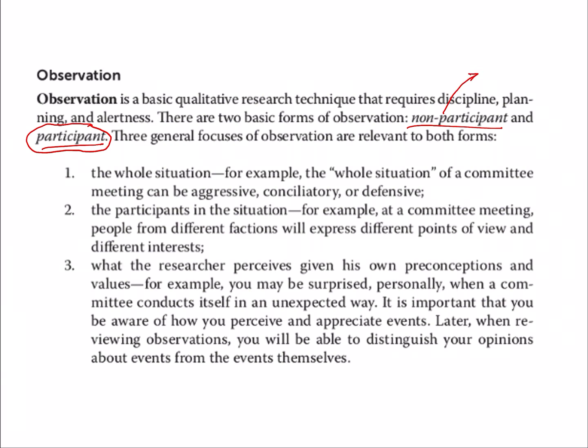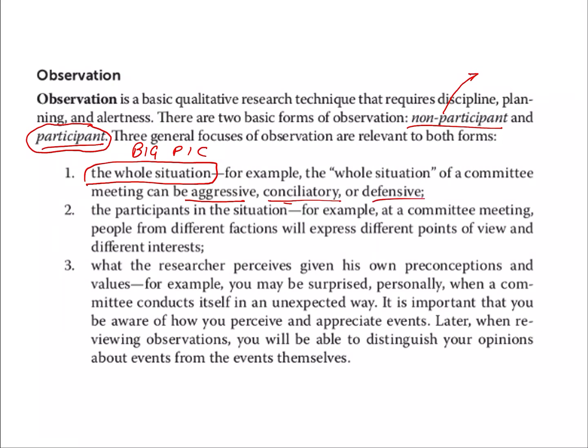There are three things that you look for in an observation-based research and qualitative study. The big picture, or the whole situation, is one of the things. So this is the big picture. Always be mindful of what is going on. What's the mood? What's the tone? If you're at a rock concert, are people deflated, or are they excited? Are they annoyed? Perhaps there's a delay with the musicians coming on board. What's the whole situation? The examples provided here are perhaps in a meeting it's aggressive, conciliatory, or defensive.